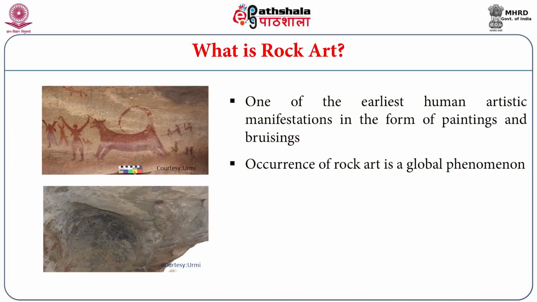In the case of engravings, they use some hard material and they either beat it or engrave it on the hard rock surface and then they achieve an image. These are the two different types of methods that were used by the people for creating rock art. Rock art is a global phenomenon. It is found all over the world.